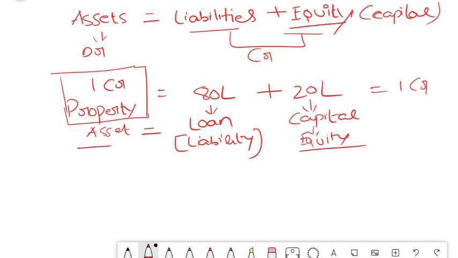You should know the reason why assets are equal to liabilities plus equity. So the concept of balance sheet is as simple as this, friends. Assets should be equal to liabilities plus equity. That means what you have with you and what you need to pay both should match. So that is why it is called a balance sheet, because both should be balancing.